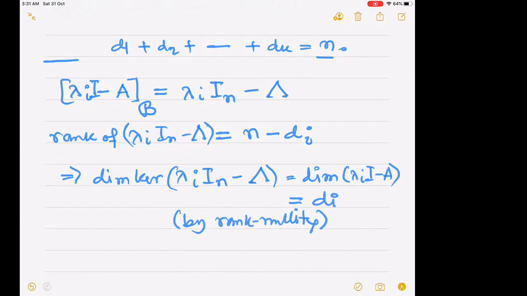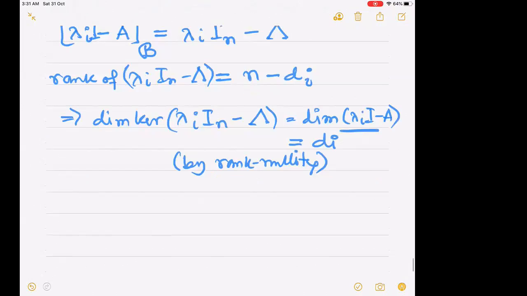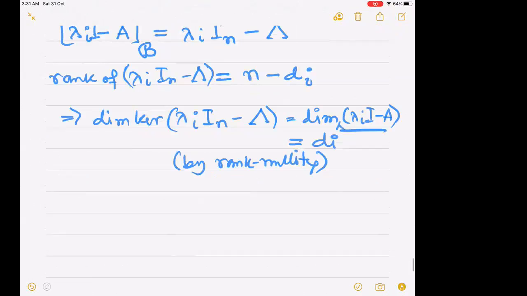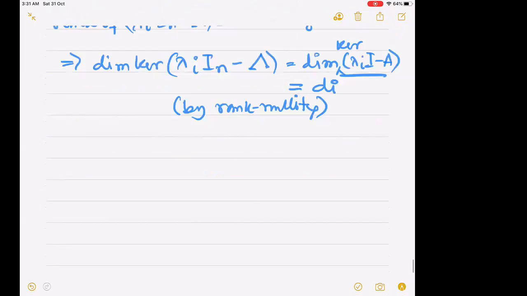Okay, now these spaces will be special for us. You see, dimension of kernel. Yeah, these spaces will be special for us. We are going to define Wi as the kernel of lambda I.